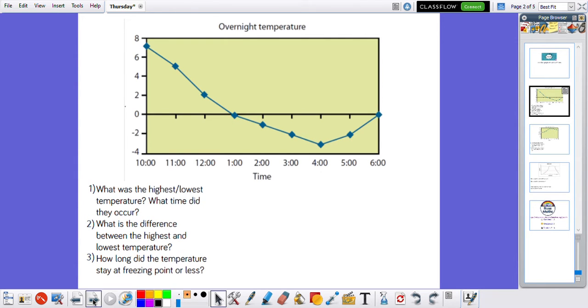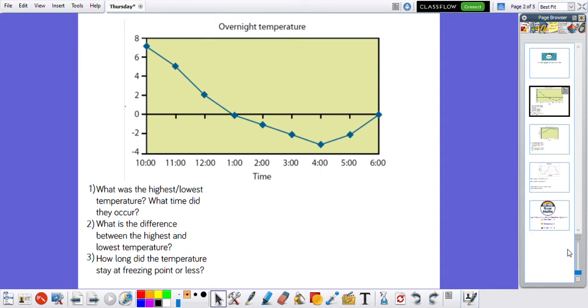So this shows us the overnight temperature, and it goes from, I would think, 10 p.m. to 6 a.m. Although that's not clear, it could have been made clearer. And then we've got our temperature down the side, so we can see it starts at 0. And it goes down to -2 and then down to -4, and then it goes up in 2, 4, 6, 8. So our intervals are of 2.